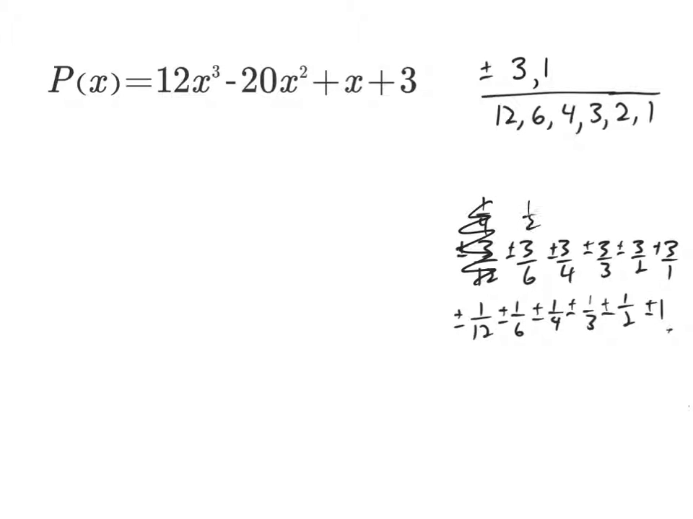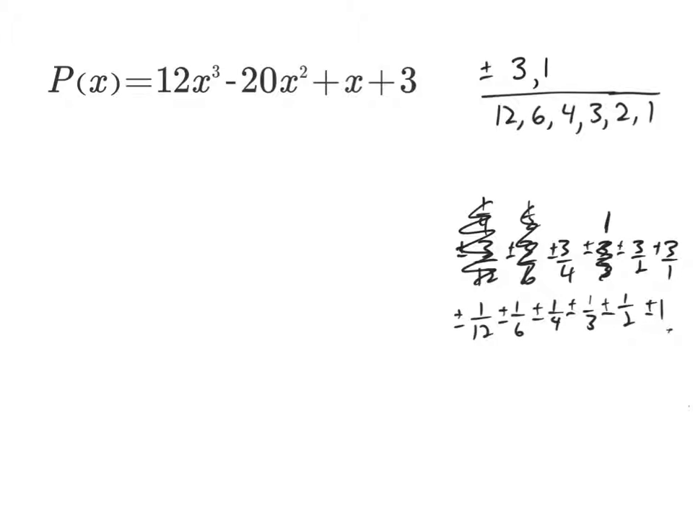3/6 is 1/2, but that's there as well again. 3/4 I need to keep. 3/3 is 1, which is there on the bottom. 3/2 I need to keep. 3 I need to keep. So that gets rid of some of the options. Now, for the sake of this video, I'm going to pick perfectly every time and just choose the right ones, just so this video doesn't take forever.